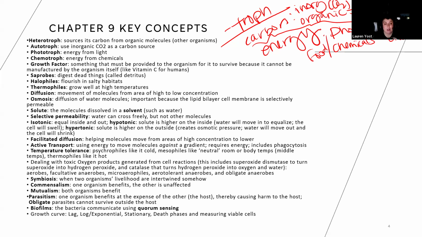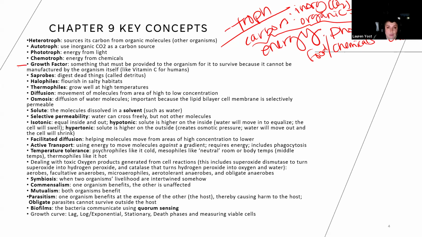So a chemoheterotroph, that would be like us. We get our carbon from organic sources, and chemo because we get our energy from the organic sources that we get our carbon from, by breaking them down and releasing the energy and turning it into ATP through aerobic respiration. So those are our trophs, basically where we're getting our energy and our carbon from.